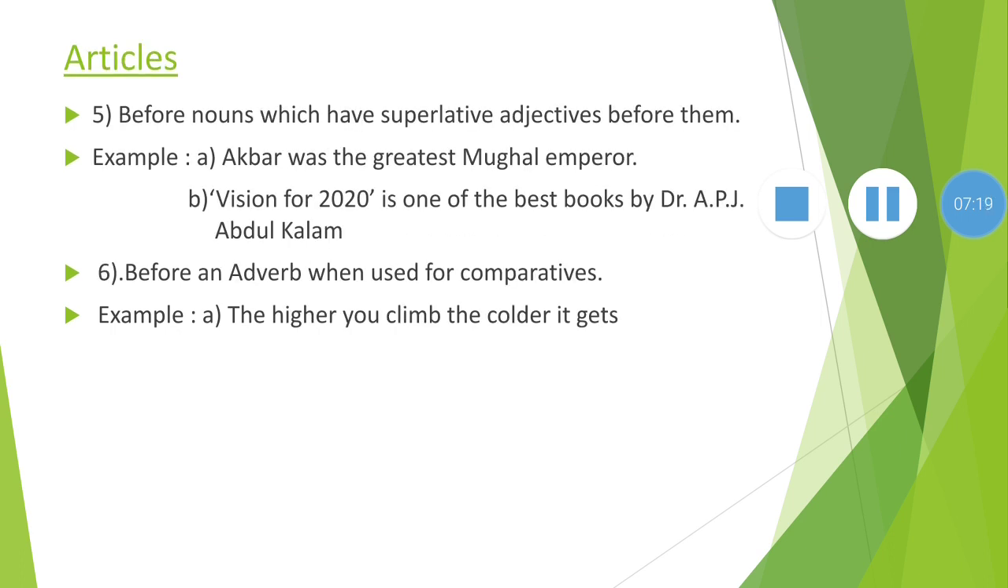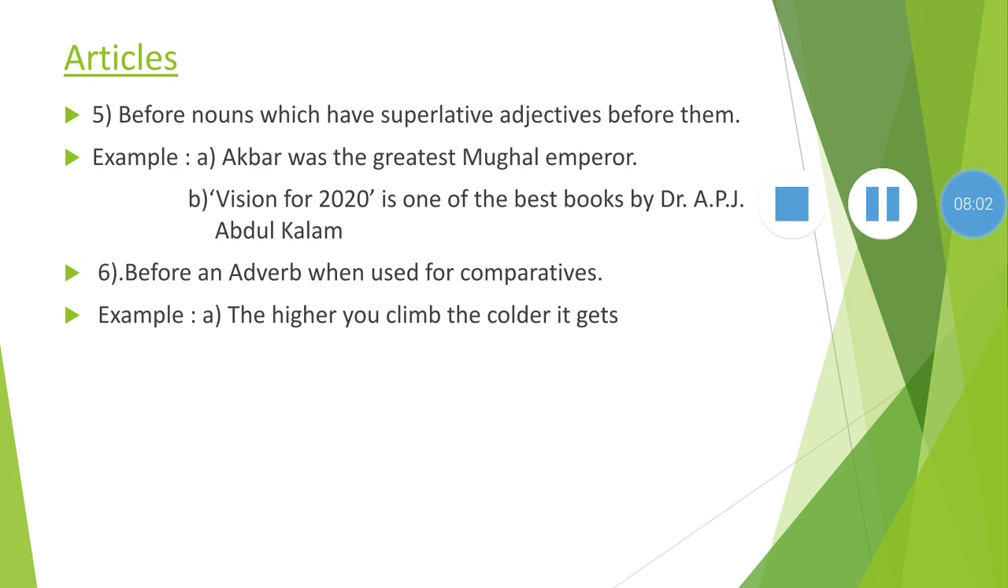Next, before the superlative form, we use the article. For example, Akbar was the greatest Mughal emperor. Number 2, the Vision for 2020 is one of the best book by APJ Abdul Kalam. In this example, greatest, one of the best, such are the superlative form of the use. That's why we use the article. Mean in the example, if the superlative form is used, we use the article before the noun.